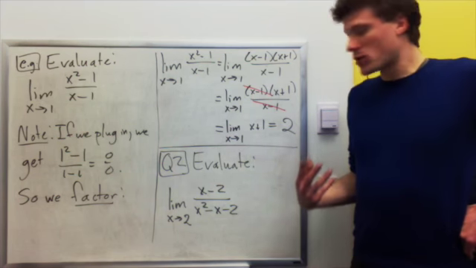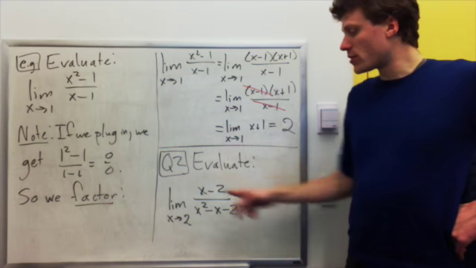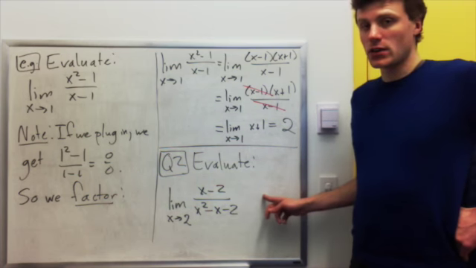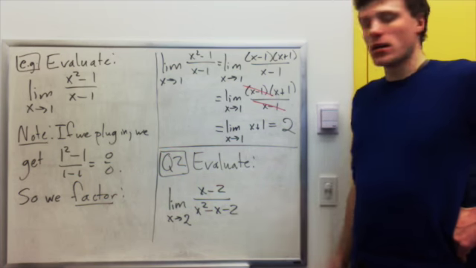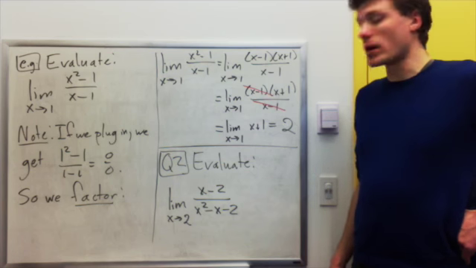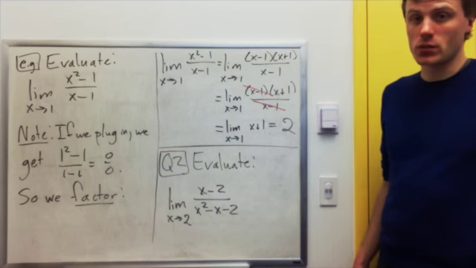So I would like you to try something very similar. Question number 2 is for you to evaluate the limit as x approaches 2 of x minus 2 over x squared minus x minus 2.